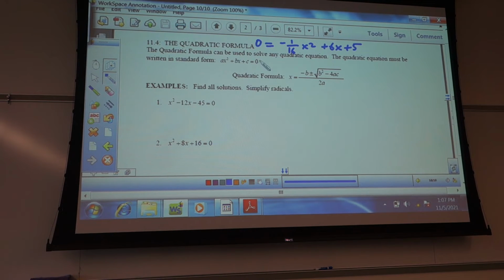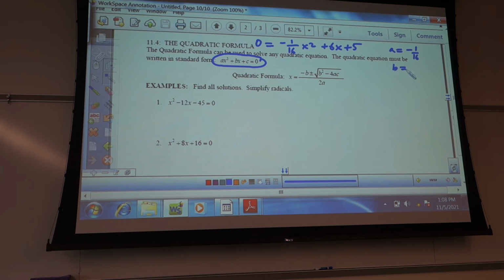So with the quadratic formula, you first have to set it equal to 0. If it's not equal to 0, you have to make it equal to 0, like we did in some earlier problems. Everyone remember that? So now, in this problem, what's my a? Negative 1/16. What's my b? 6. What's my c, everybody? 5, perfect.